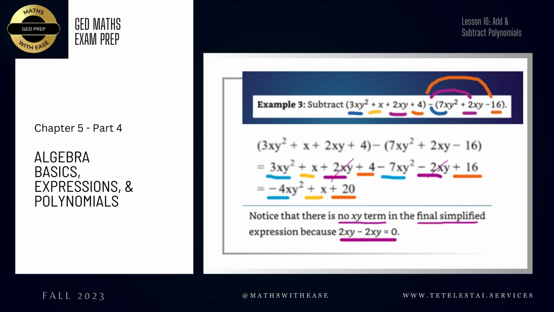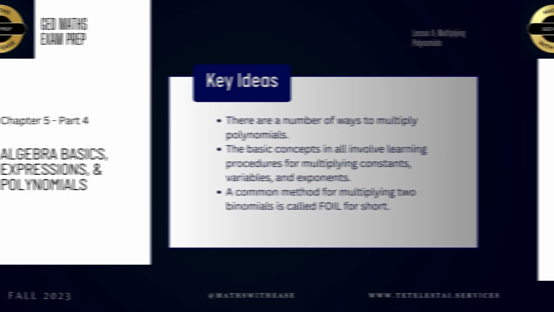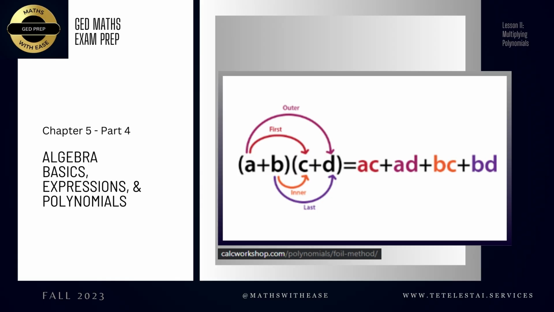Okay, so on to lesson 11, which is on multiplying polynomials. The key idea to pay attention to here is that there are a number of ways to multiply polynomials. The basic concepts in all of these different approaches involve learning procedures for multiplying constants, variables, and exponents, okay? So a common method for multiplying two binomials is called FOIL for short, a pictorial representation of the FOIL method, so that it can be easier for you to conceptualize. I got this from calcworkshop.com.